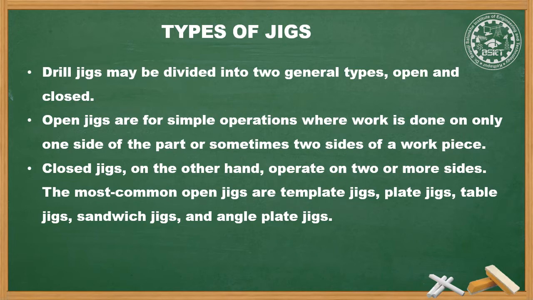The most common open jigs are template jigs, plate jigs, table jigs, sandwich jigs, and angle plate jigs. Typical examples of closed types of jigs are box jigs, channel jigs, and lift jigs. Other forms of jigs rely more on the application of the tool than on their construction for their identity. This includes indexing jigs, multi-station jigs, etc. The names used to identify these jigs refer to how the tool is built.